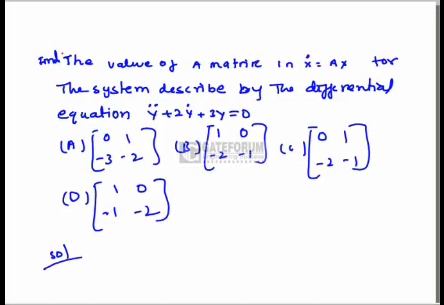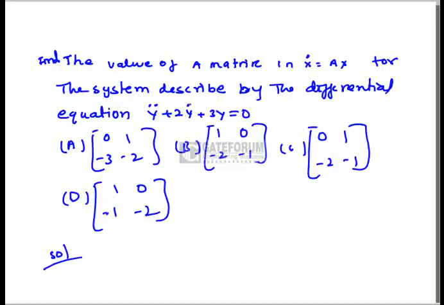The question is, find the value of A matrix in x dot equal to Ax for the system described by the differential equation y double dash plus 2y dash plus 3y equal to 0. So usually people get confused here. If you take y as an output, you will end up with the wrong solution. Here y indicates a state of the system.